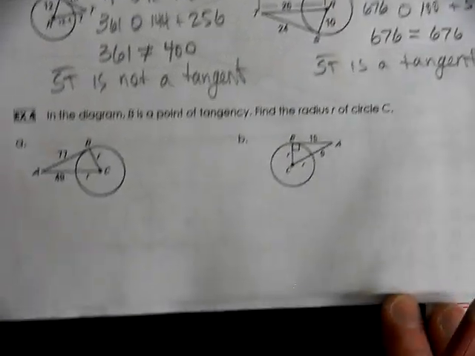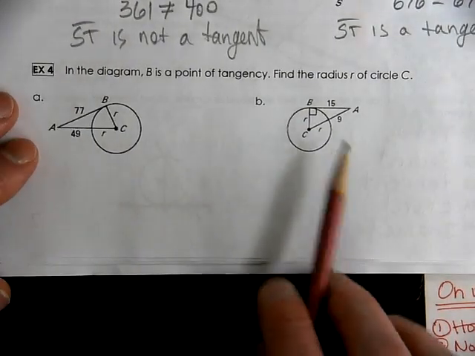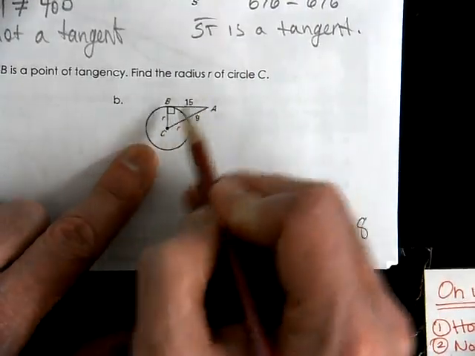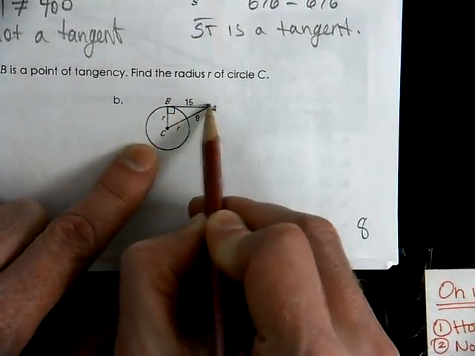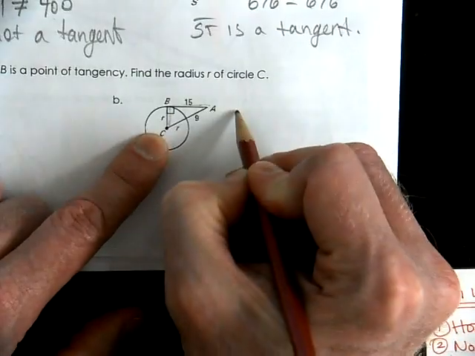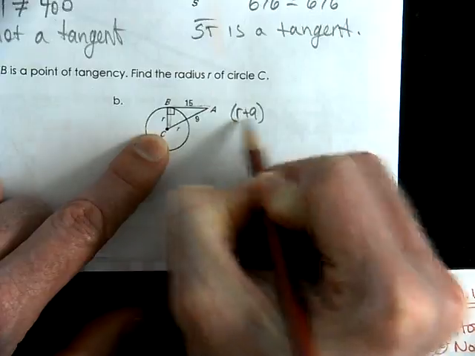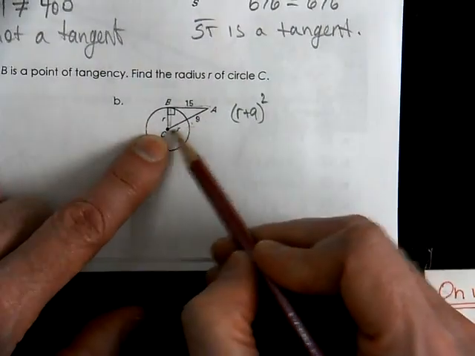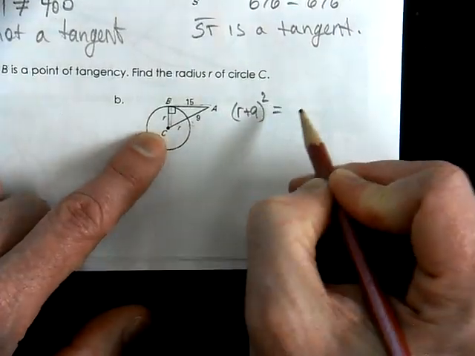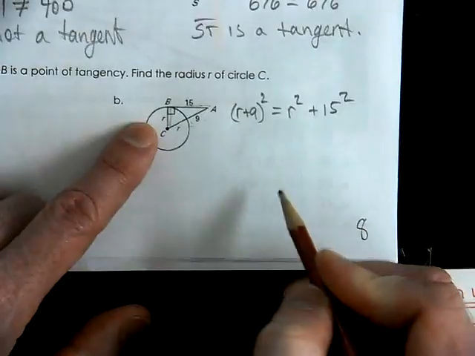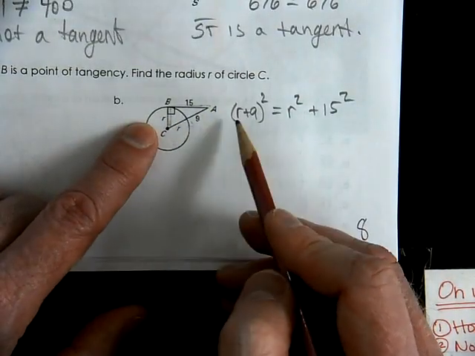And then the last ones that we have down here, we'll do here with the smaller numbers. You do need to see this. This is the tangent. This is the radius. So we have R plus 9. That's the whole trick of the whole problem right there. What do we do with R plus 9? That's the hypotenuse. And that is supposed to equal R squared plus 15 squared. We're just doing Pythagorean theorem.